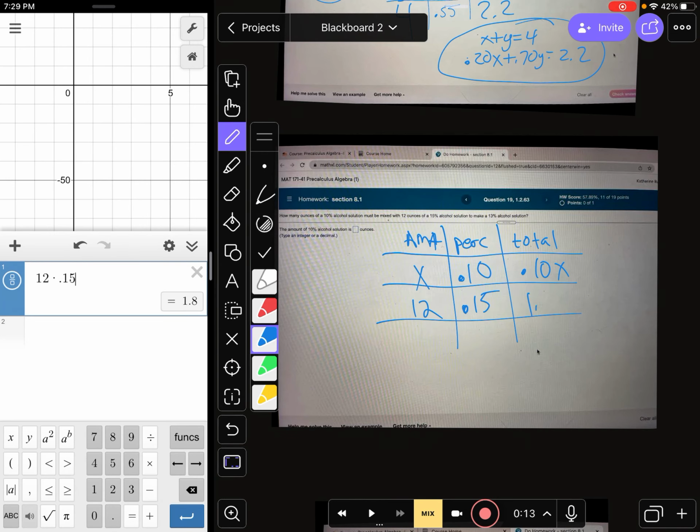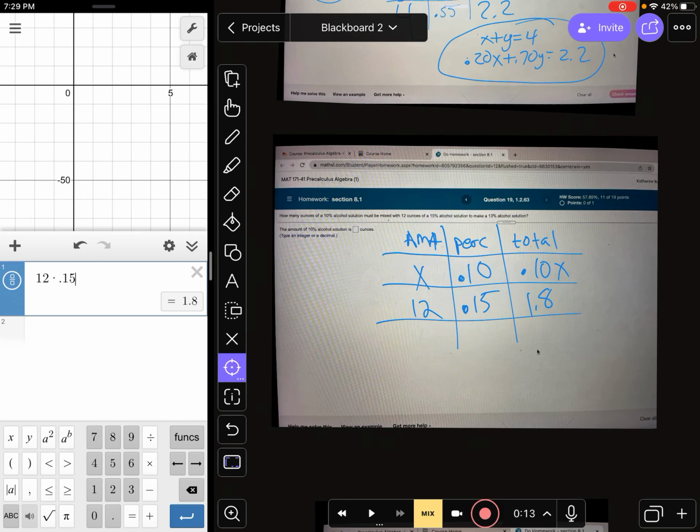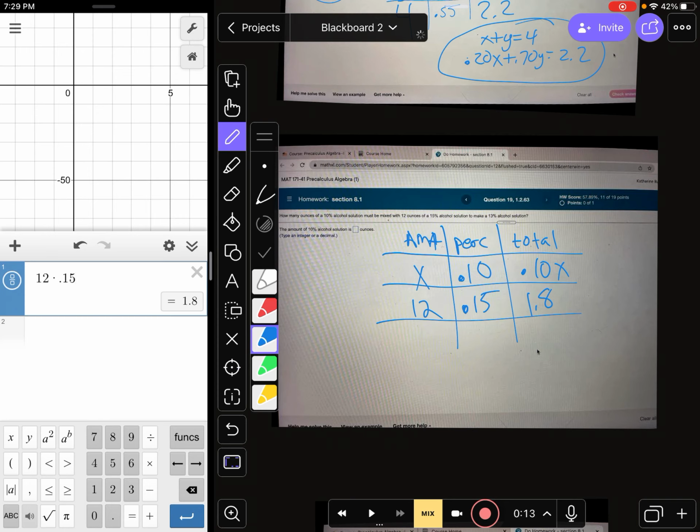I'll put it right here. There's going to be 1.8 ounces of alcohol in that mixture. And let me keep my point information. How many ounces is this? I already got that. To make a 13% alcohol solution. So when it's all said and done, and I mix those together, I'll have a 13% alcohol solution.